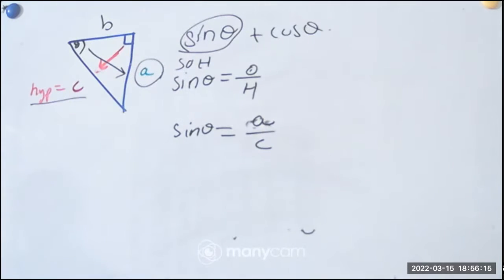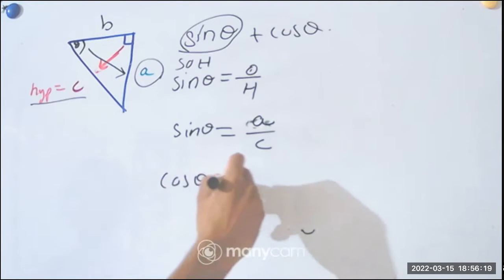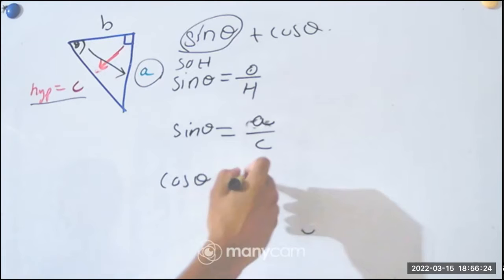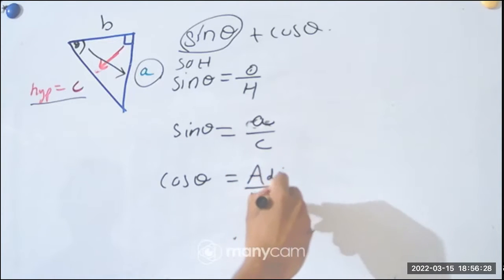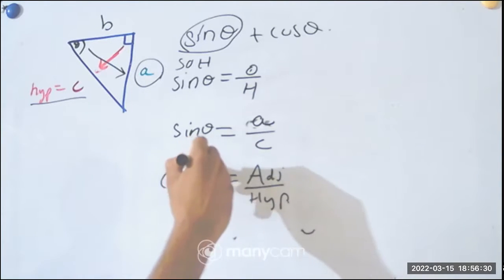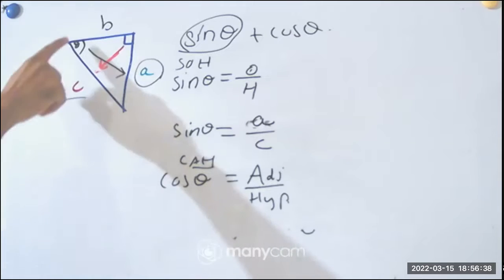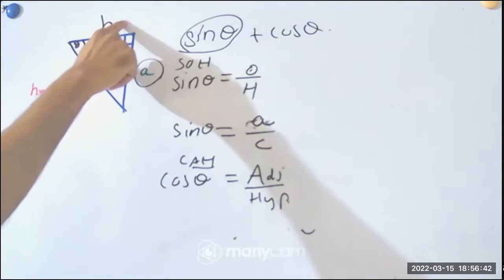Now we also need to work out cosine of theta. So how do we work out cosine of theta? What is cosine of theta? Cosine of theta would be adjacent over hypotenuse, or if you remember, CAH. So CAH, adjacent over hypotenuse. Now what would be the adjacent side? Well, we already established the opposite side was here. So the adjacent side would be B, right?